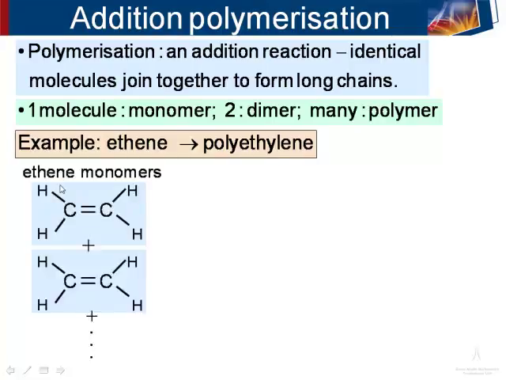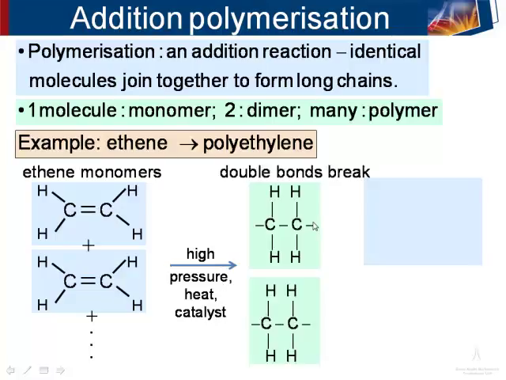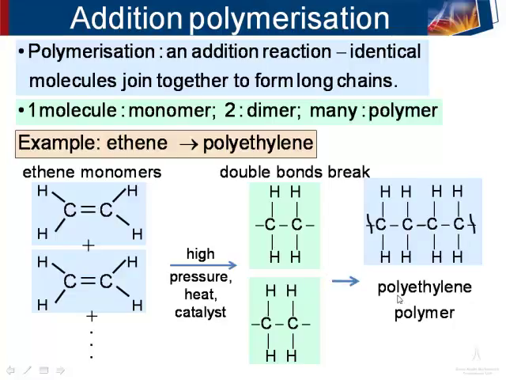Let's have a look at ethene as the monomer, and we combine them under high pressure and heat and a catalyst. The double bonds break and we form longer chains, and these longer chains combine and form what we call polyethylene, which is a polymer because it consists of many molecules. So from a monomer it forms a polymer, and this is called polyethylene.